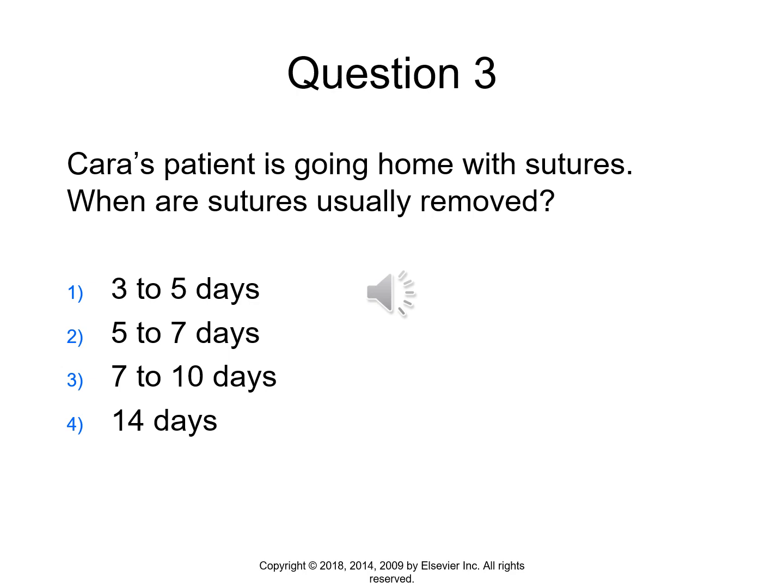Question 3. Kara's patient is going home with sutures. When are sutures usually removed? The answer to this is 3, 7 to 10 days is when they're usually removed. But you should have a doctor's order before removing them.